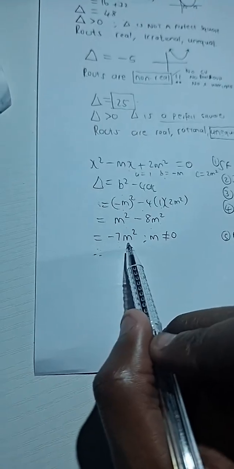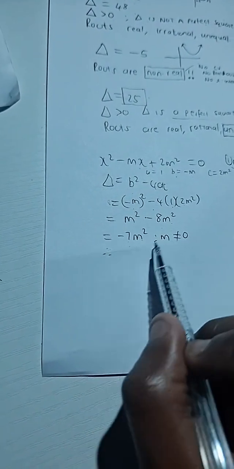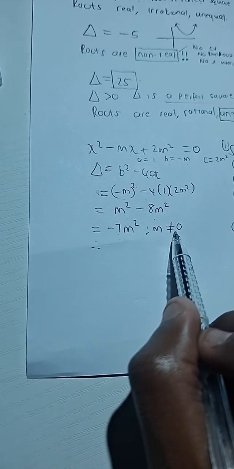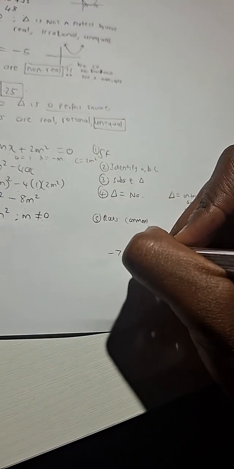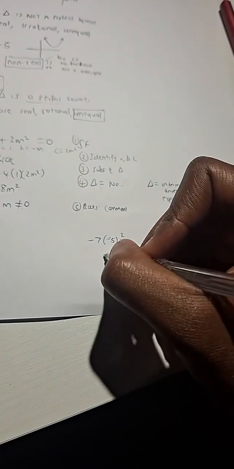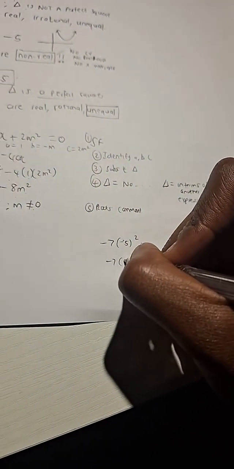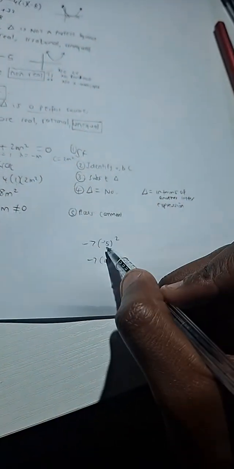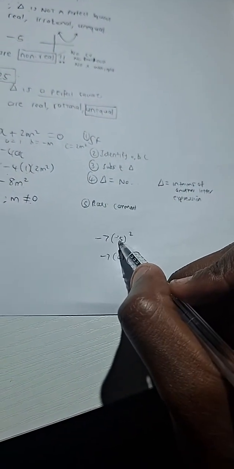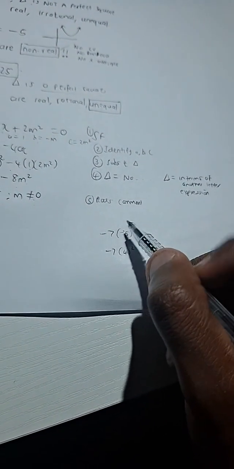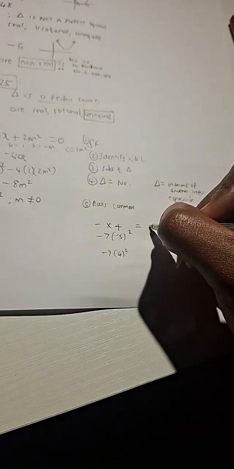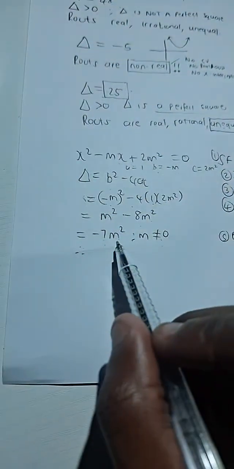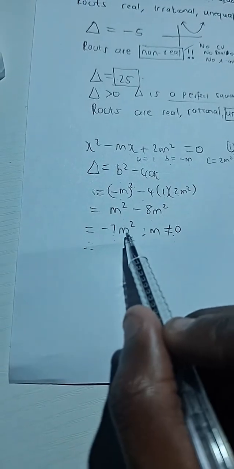Guys, negative 7m squared, what will be the nature of roots here? As long as m is not 0, it means whatever number I substitute here, think about it. If you have negative 7 and you substitute any number, whether it be negative or positive, what happens when you square that number? It becomes positive, and then when you take a positive and multiply it by a negative number, what does it become? A negative number. As long as m is not 0, it means that the roots will never be equal.